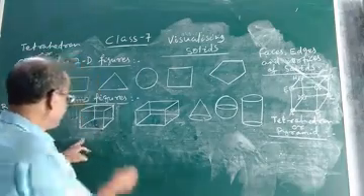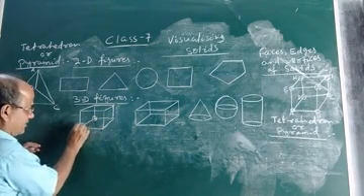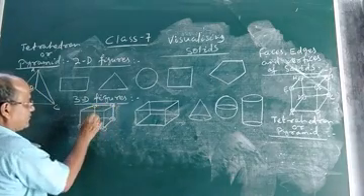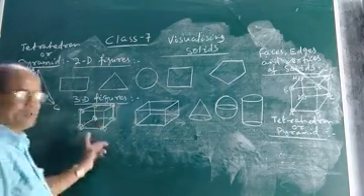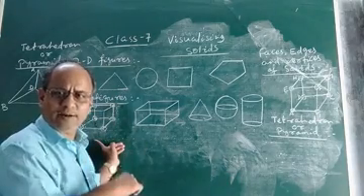Then vertices. Look at this, I am just encircling. This is one vertex, this is one vertex, this is one vertex, this is one vertex, and so on. So how many vertices are there in a cube? There are 8 vertices. So what is a vertex?